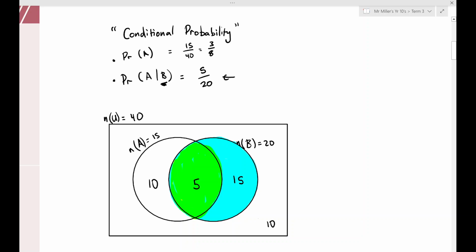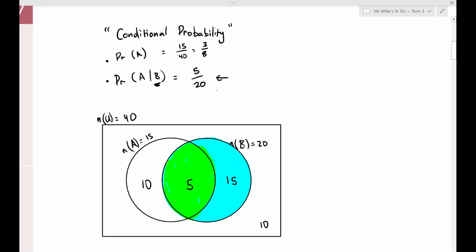So probability of A given B. If it's given B, then in terms of our probability, our denominator is out of what is given. So it's out of the number of elements in B. There's 5 elements that are A in set B. So A given B is going to be 5 out of 20. We can simplify that to 1 in 4. All right, hopefully that made sense.